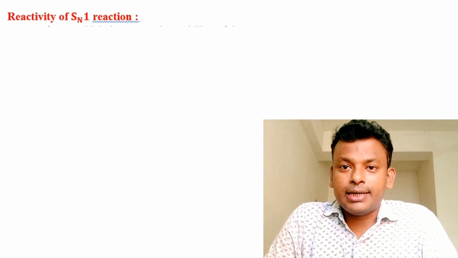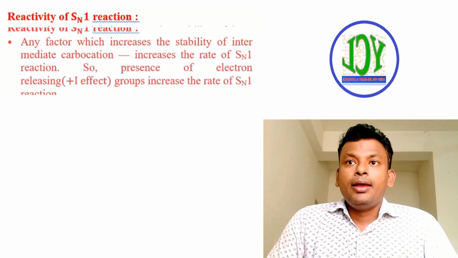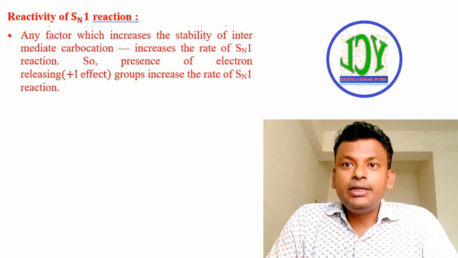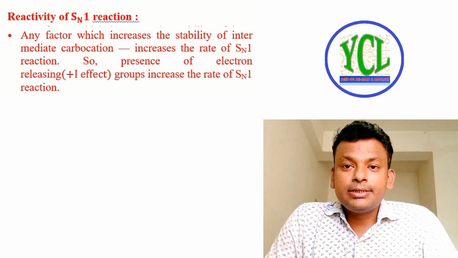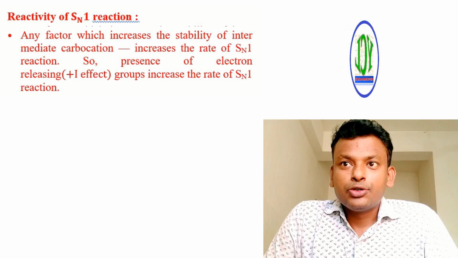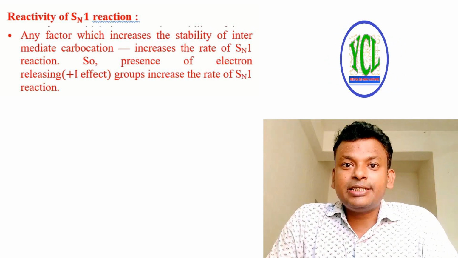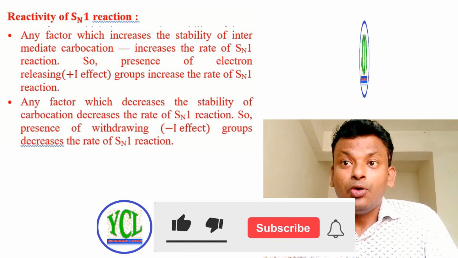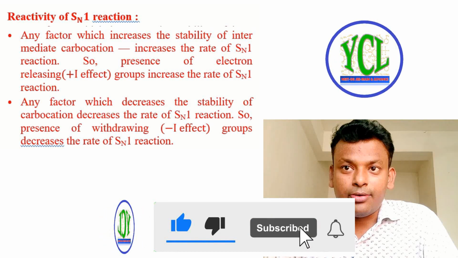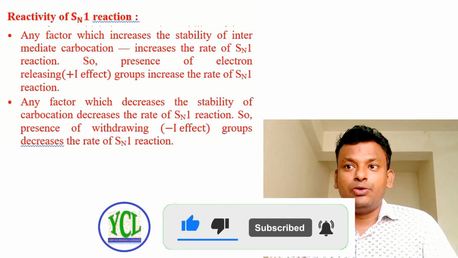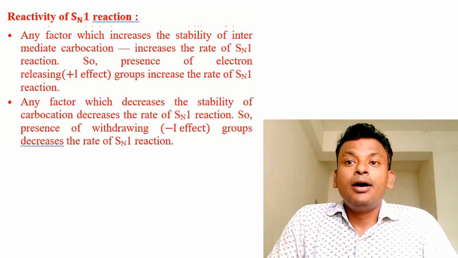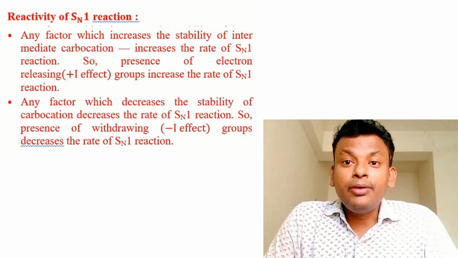So next, the reactivity of the SN1 reaction. Any factor which increases the stability of the intermediate carbocation increases the rate of the SN1 reaction. So the presence of an electron releasing group, that is a plus I group, increases the rate of the SN1 reaction. Any factor which decreases the stability of the carbocation decreases the rate of the SN1 reaction. So the presence of an electron withdrawing group, that is a minus I group, decreases the rate of the SN1 reaction.